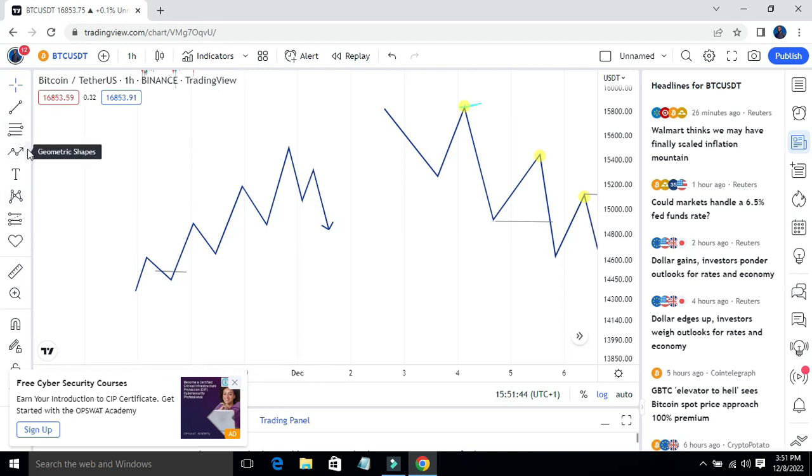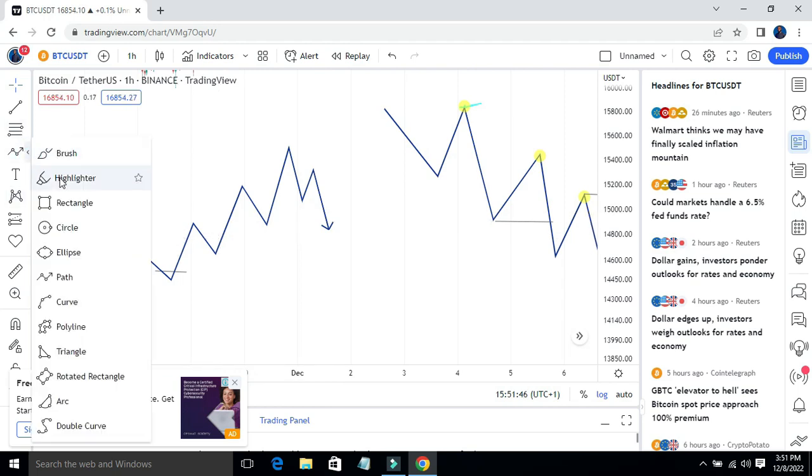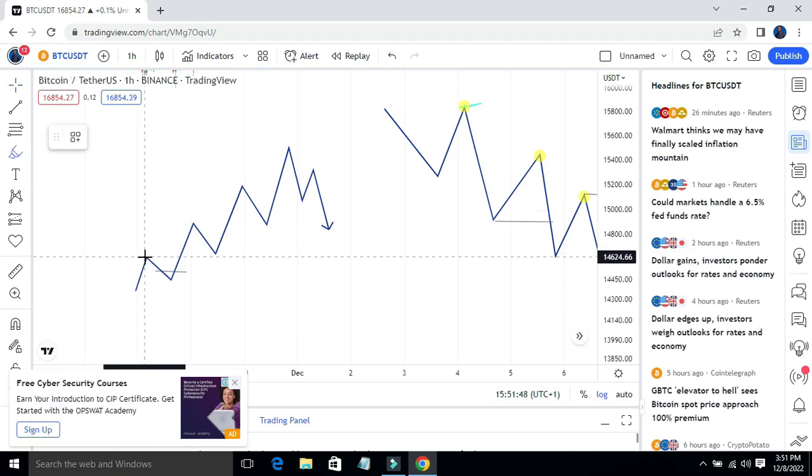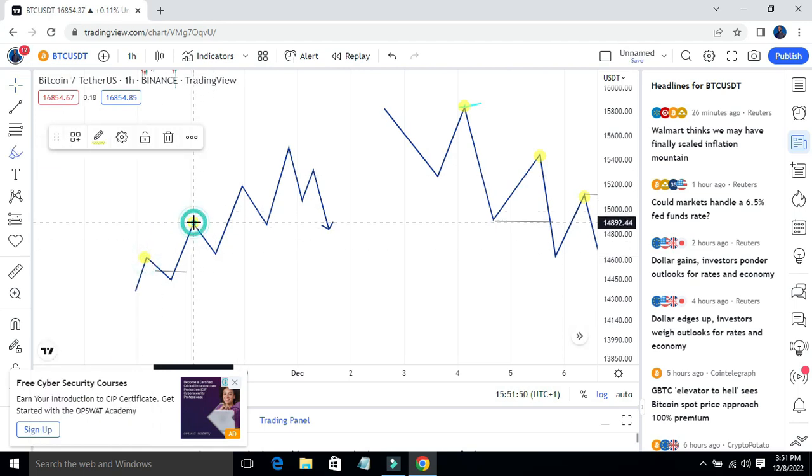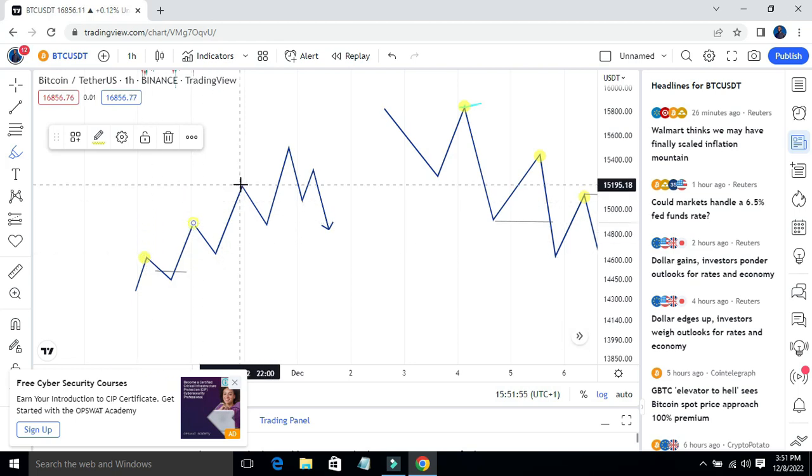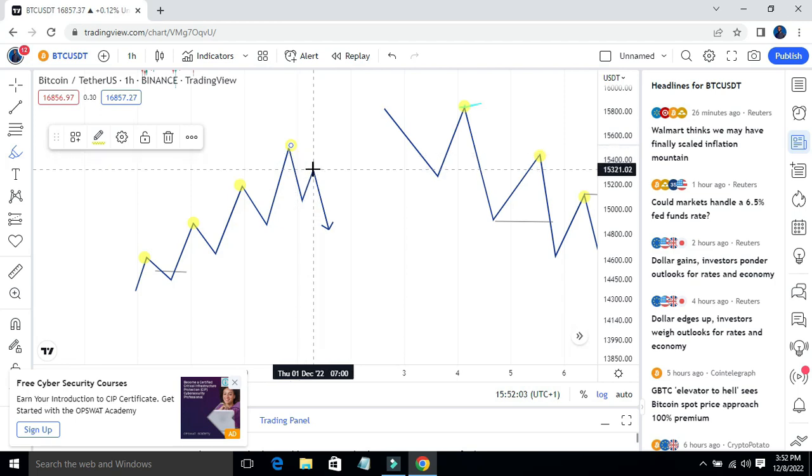Because here is a high, and this recent high is higher than the previous one, and this one is higher than the previous one, and this one is higher than the previous one. Okay, this is the character. The character is higher highs, right? So it has now changed that character, making a high that is lower than the previous one. So here it becomes our change of character.